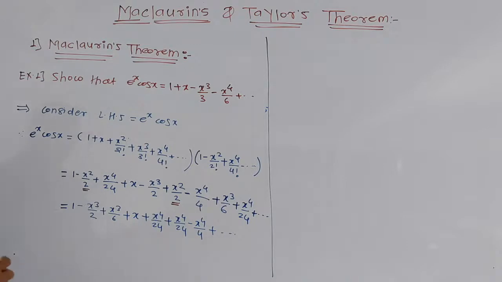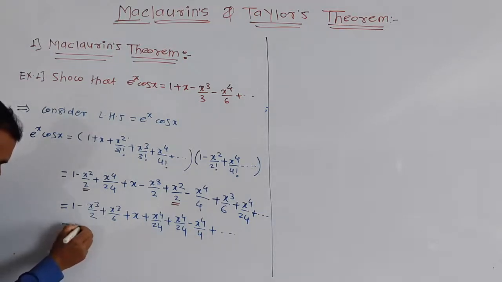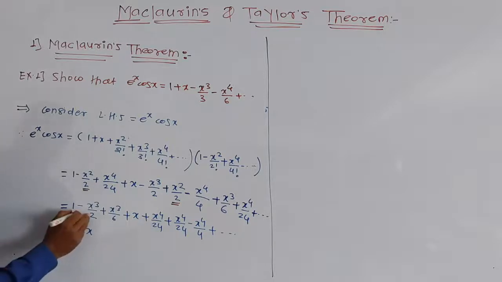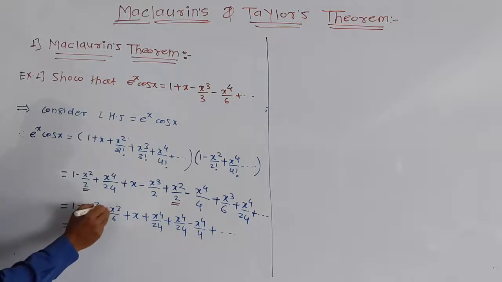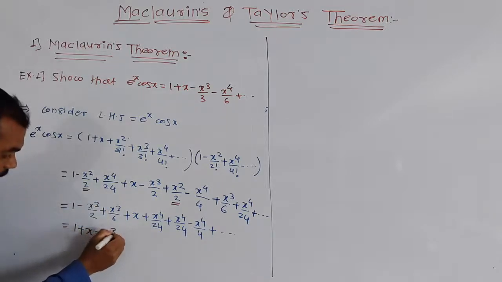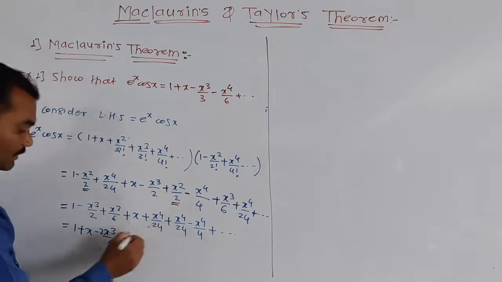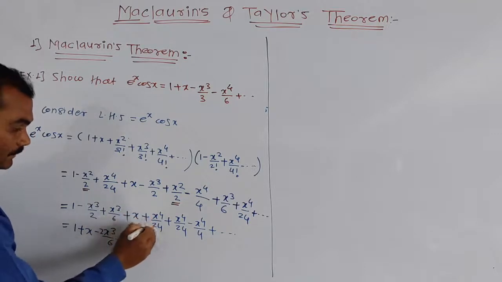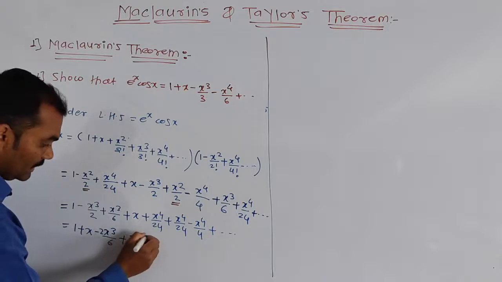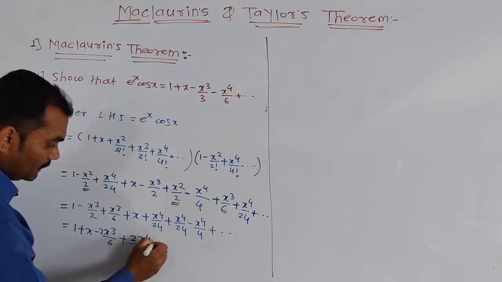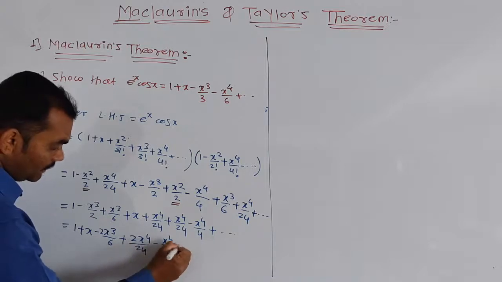Now solve this. This is 1 plus x. Then find the LCM of these two. Here we get multiply by 3, here is minus 3, divided by 6. Minus 3 plus 1 leaves minus 2x cube divided by 6. Then plus, here also find the LCM. Here it is the same. 1 plus 1 gives 2x raised to 4 divided by 24 minus x raised to 4 divided by 4 plus dot dot dot.